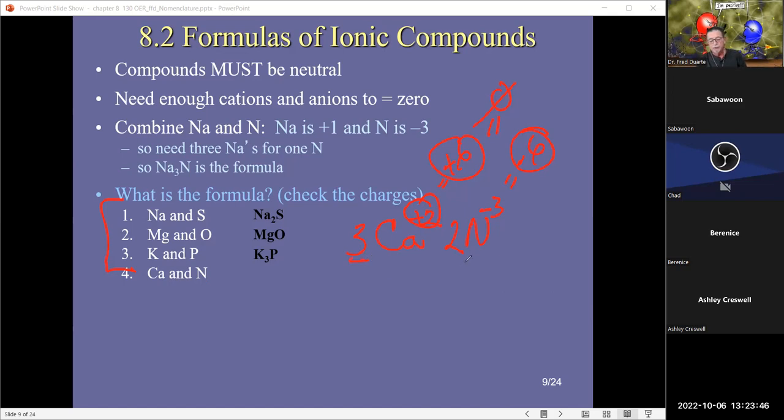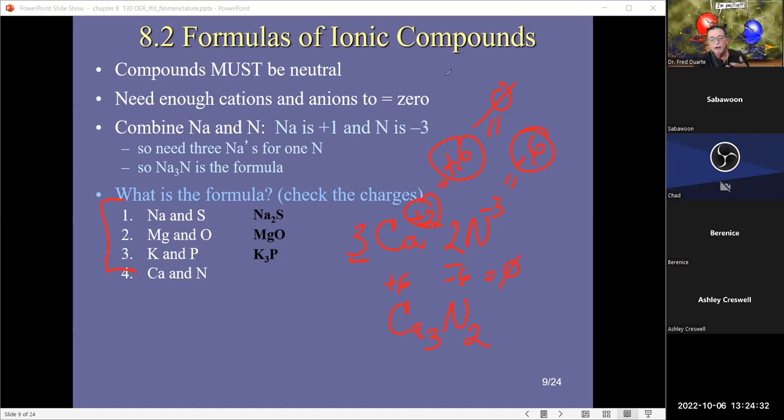So these numbers, these coefficients now become the subscript for those elements. So the formula becomes calcium subscript 3, nitride subscript 2. Overall, there's a +6 for all the calcium because there's 3 of them. And there's a -6 for both of the nitrides because there's 2 of them. And that equals 0. So that is the formula for calcium nitride. Okay. And so the takeaway here is whenever you combine dissimilar charges, find a common number between the two.